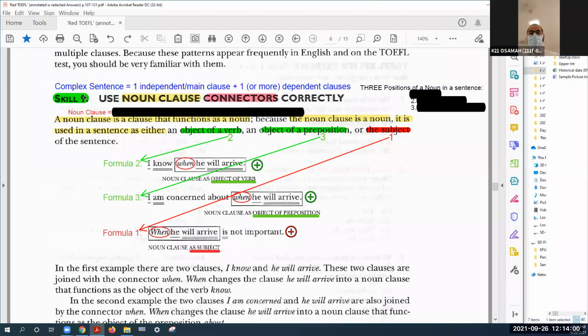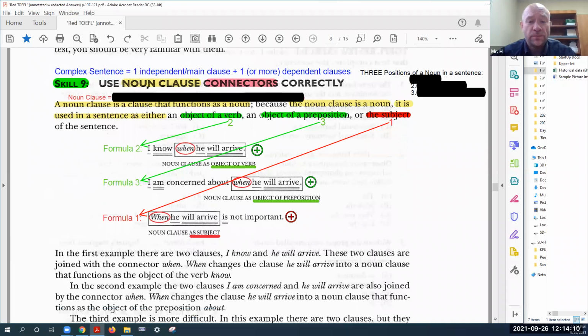And then which skill is it? What skill are we doing, Osama? Skill 9. Yeah, read it. Use noun clause connectors. Okay, so in skill 7 and 8, we did adverb clauses. Now we're doing noun clauses.